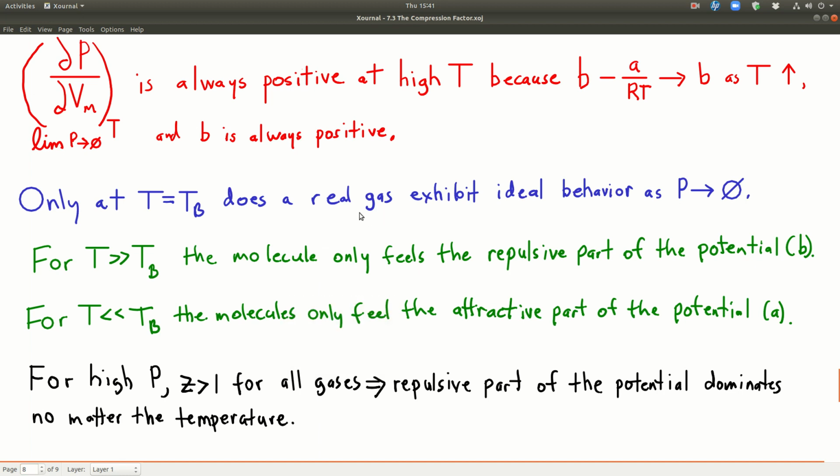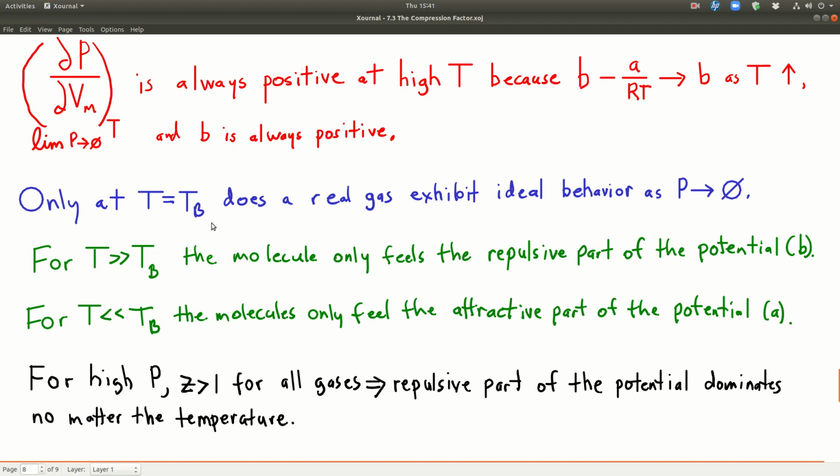So, partial P, partial V, constant T, the limit as the pressure goes to 0, it's always positive at high temperature. And we can look at this expression here, because at high temperature, this whole term here becomes really small, and it just goes to B, and B is always a positive number as temperature goes towards infinity. So that means that the partial of the pressure with respect to the molar volume at constant temperature at high temperatures is always positive. That's going to tell us something.